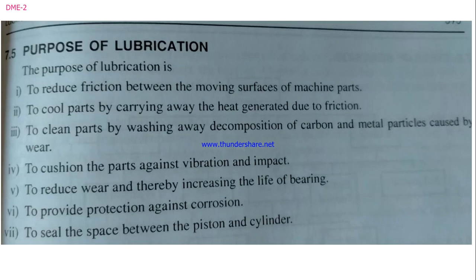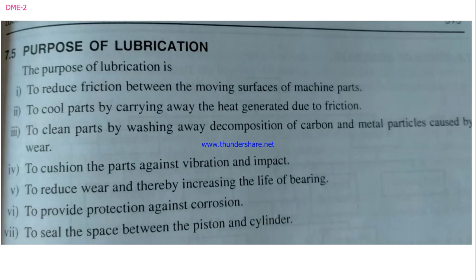Generally, when two surfaces are rubbing with each other, obviously the temperature rises. So lubricant helps in reducing that temperature. It absorbs certain heat that is generated by the two surfaces. Then to clean the parts by washing away of decomposition of carbon and metal particles caused by wear. Then to cushion the parts against vibration and impact. Also, your lubricant provides some cushioning effect, right? It also provides some cushioning effect.